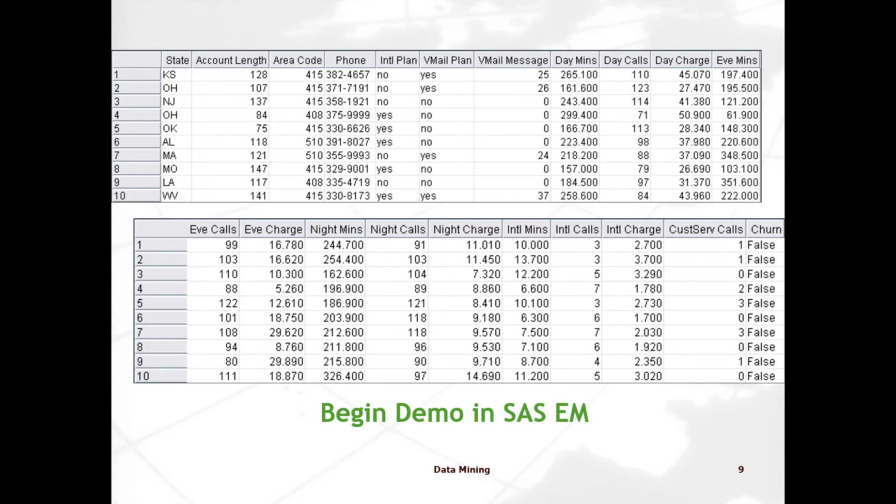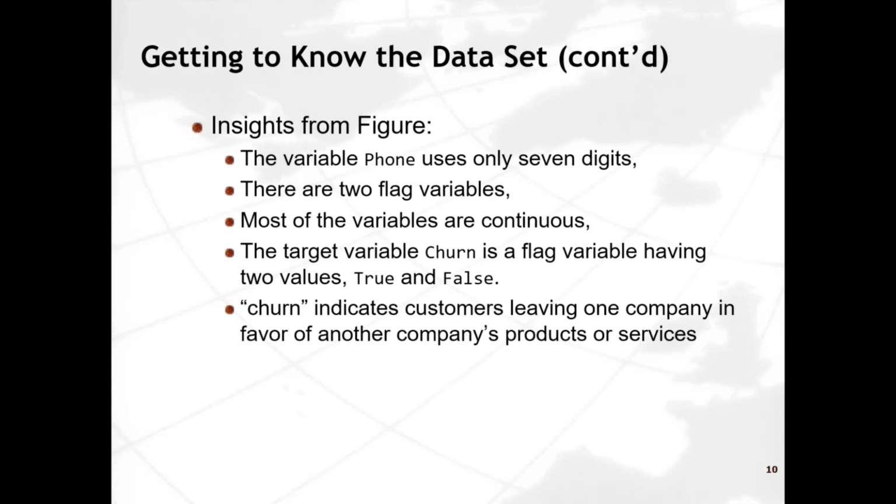Begin demo in SAS EM. We took a look at the data set already. Let's try to find these insights. The variable phone uses only 7 digits. We saw that in the previous slide, but is that true in the data set? How do you find out in SAS? There are 2 flag variables that SAS guessed. Most of the variables are continuous. The target variable is binary and has 2 values, true and false. We can also find out.